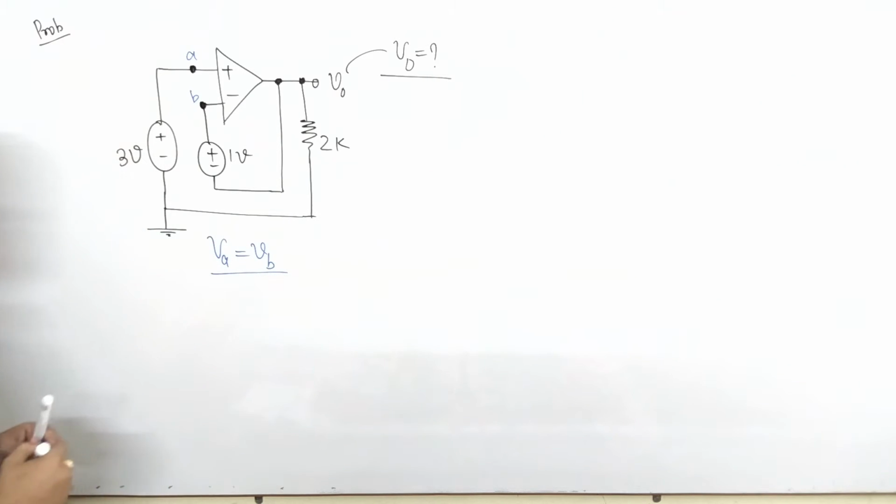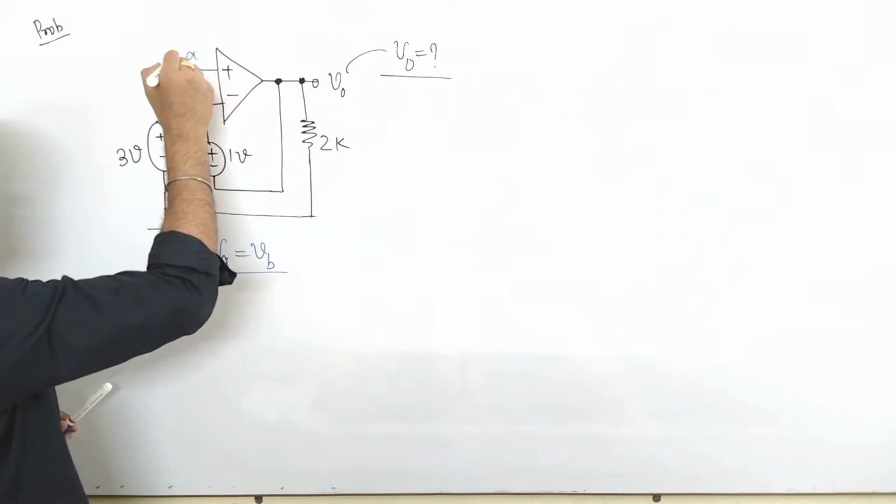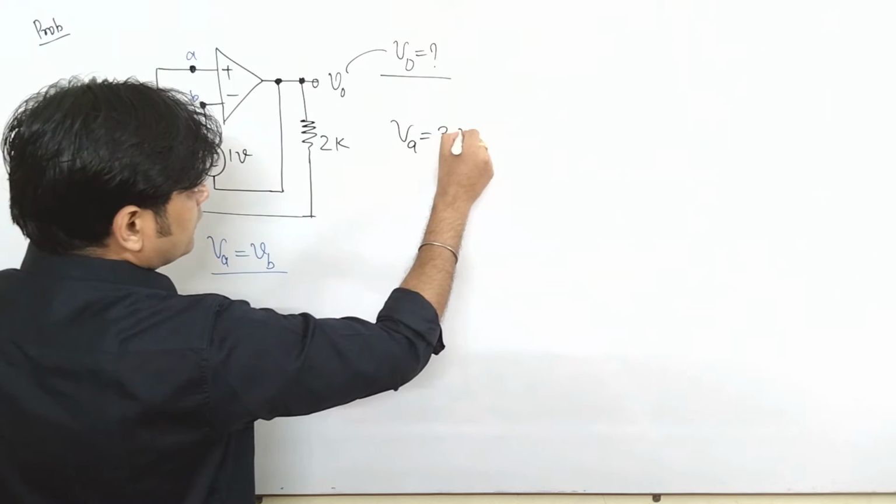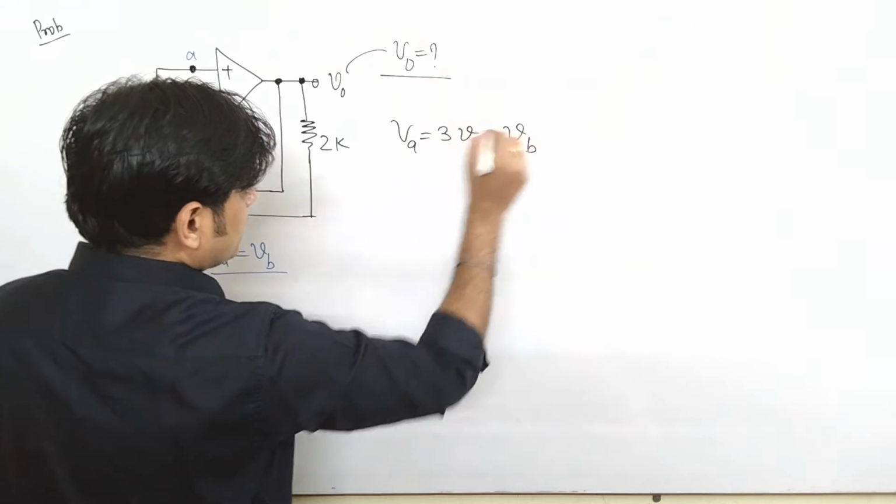As per the concept of virtual ground, your VA and VB are equal. So here the value of VA is 3 volt, and this is your value VB.